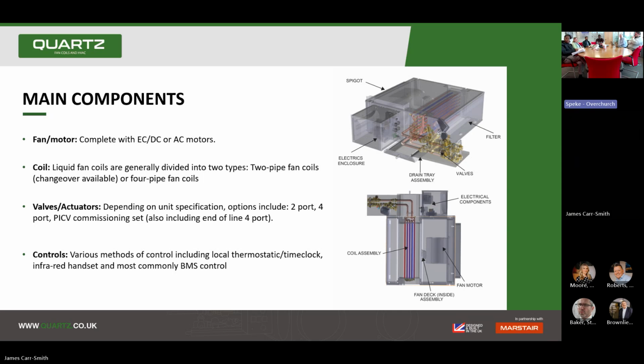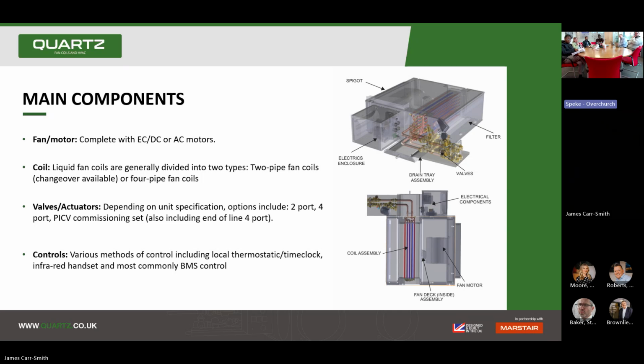With valves and actuators, obviously that does depend on specs, but nowadays most specifications are calling for PIC valves, although 2 and 4 port valves do still exist, and we'll run through valves a little bit more shortly. And then, as we mentioned, we've got controls.